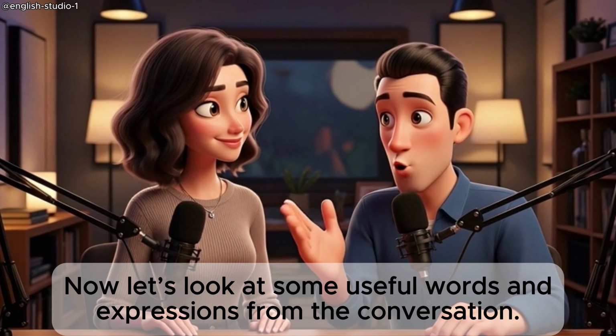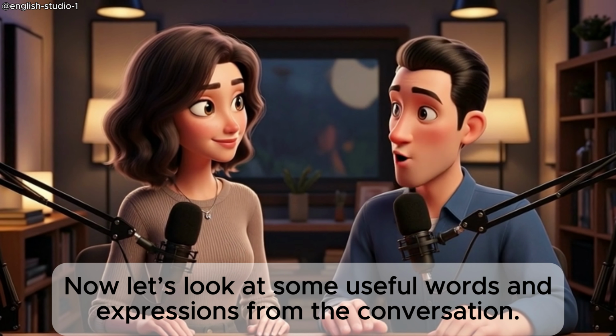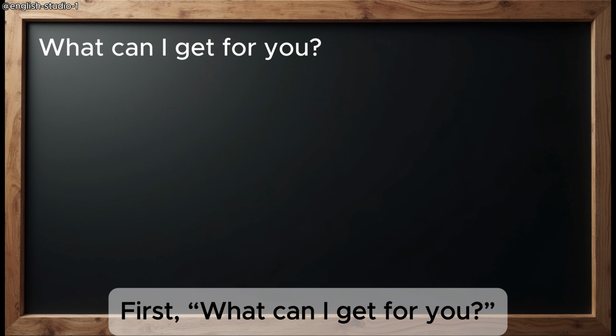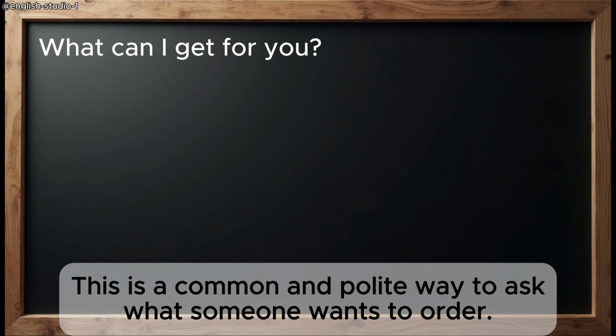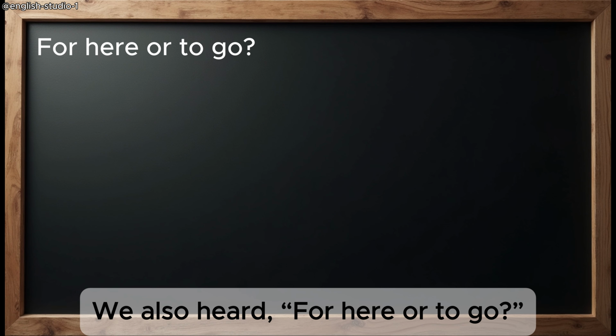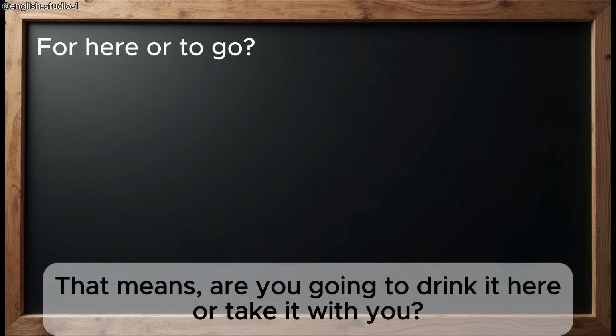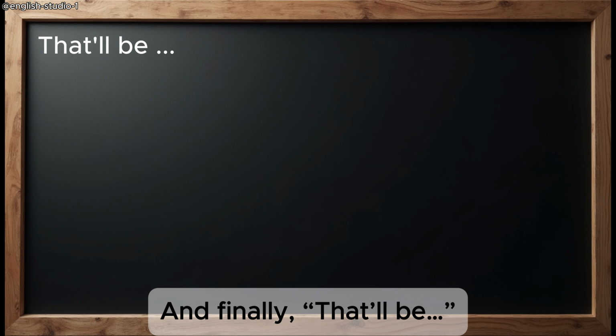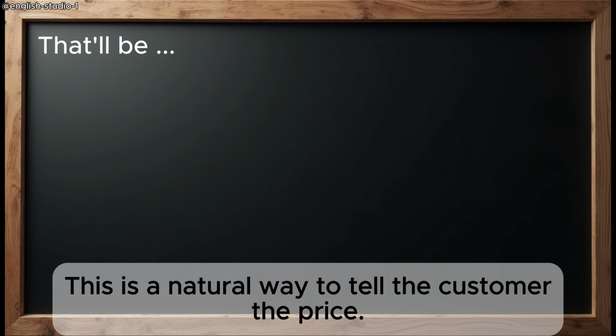Now let's look at some useful words and expressions from the conversation. First, what can I get for you? This is a common and polite way to ask what someone wants to order. Next, anything else? This means, do you want to order something more? We also heard for here or to go. That means, are you going to drink it here or take it with you? And finally, that'll be, this is a natural way to tell the customer the price.